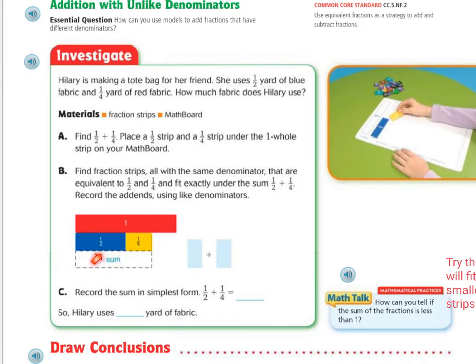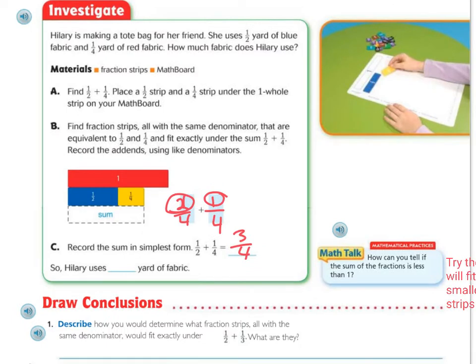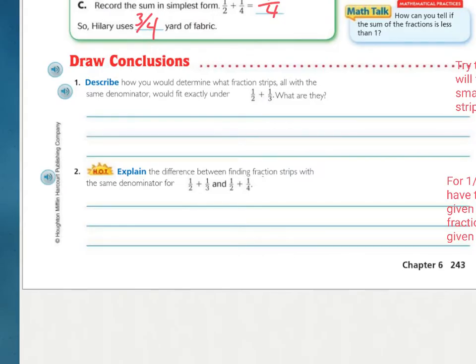Well, how many 1/4 can I fit under 1/2? Well, I can fit 2/4. And under 1/4, I'm going to fit 1/4. So I'm going to record the sum in the simplest form. 1/2 plus 1/4 equals 3/4, because 2 plus 1 is 3. So Hillary uses 3/4 of a yard of fabric.